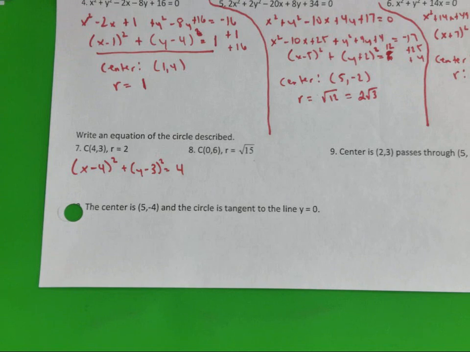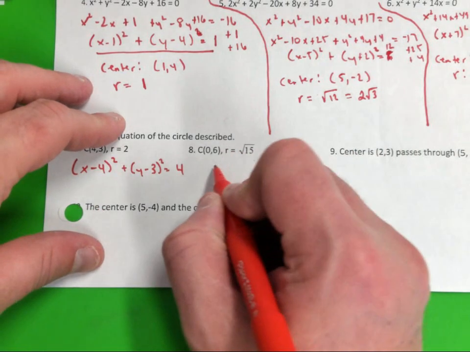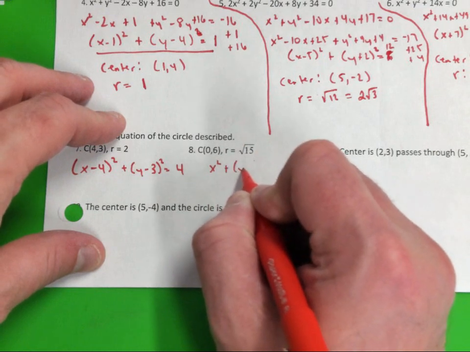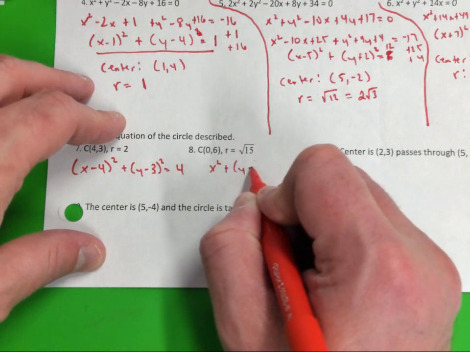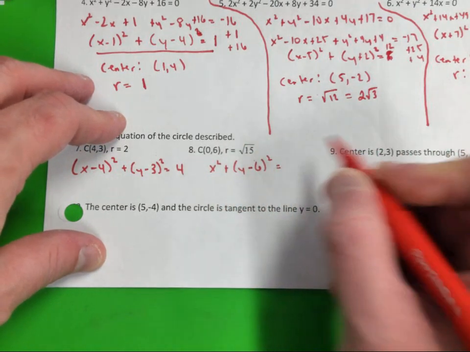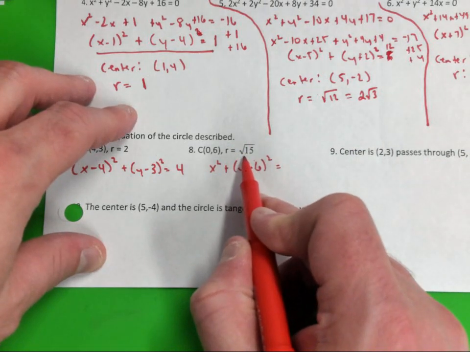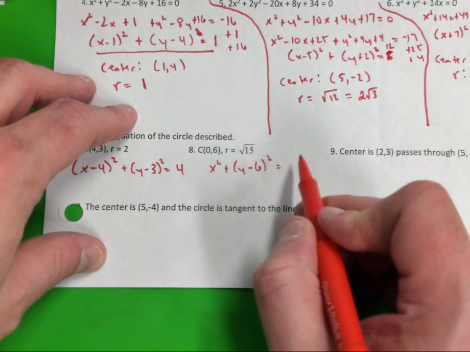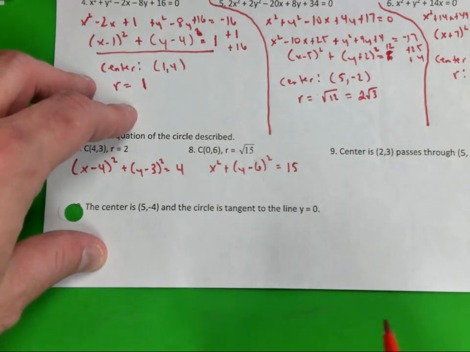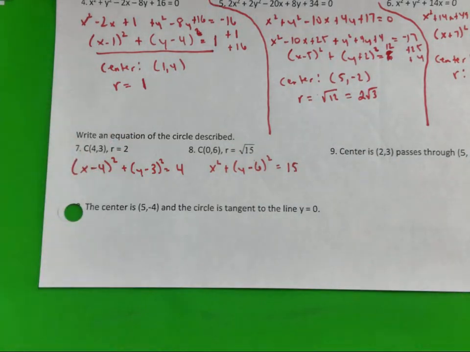On number 8, you see 0 sitting in for x. So do you need any parentheses around x? I would just put x squared. X squared plus y plus 6 squared equals. Now when I square the square root of 15, that's just going to be what? 15. Because don't the square and the square root cancel out? That's your answer.